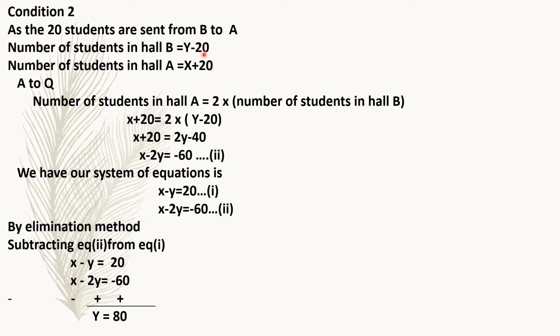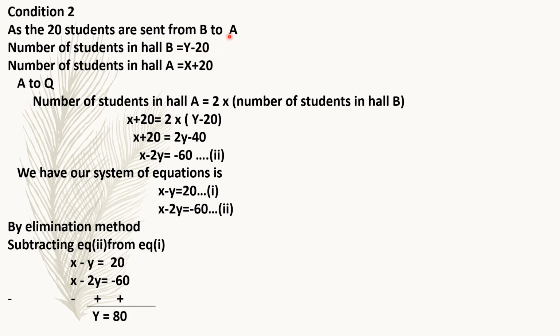This condition came because out of the total number of students, 20 students have been transferred, have been sent to hall A. So from the total number of students, which is y in hall B, 20 students have been transferred. So in that case, 20 students have been decreased in hall B. So the number of students after doing this in hall B is y minus 20.